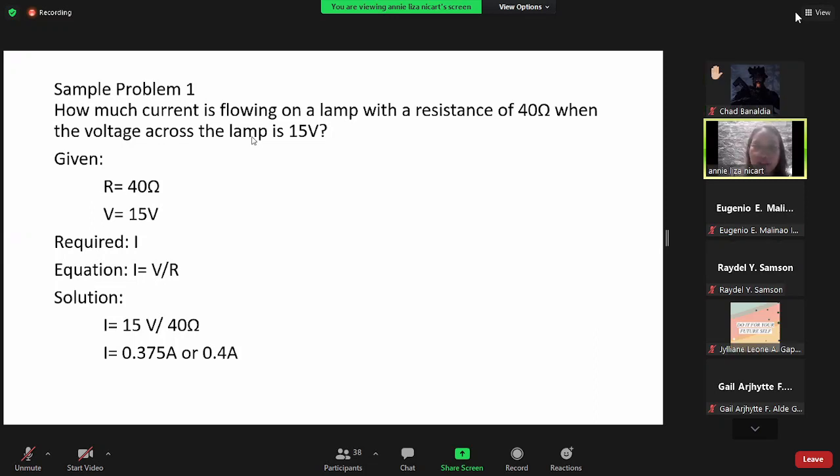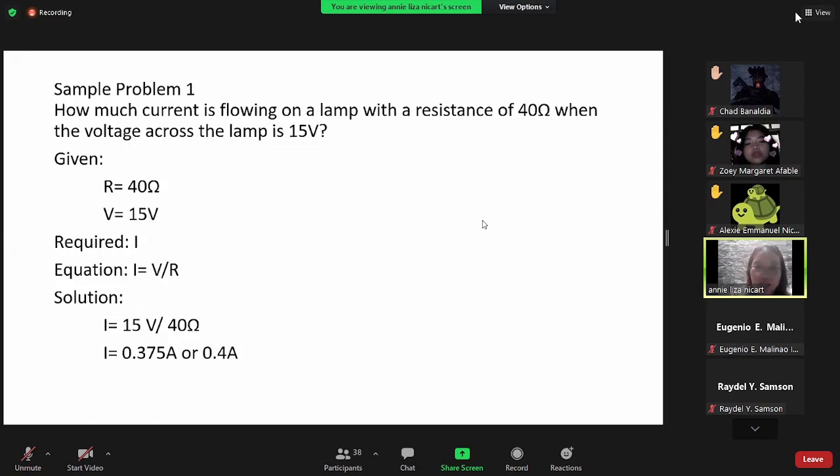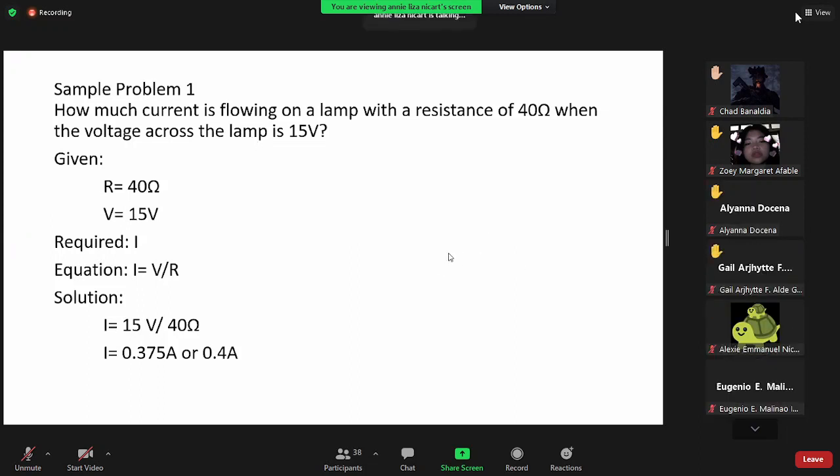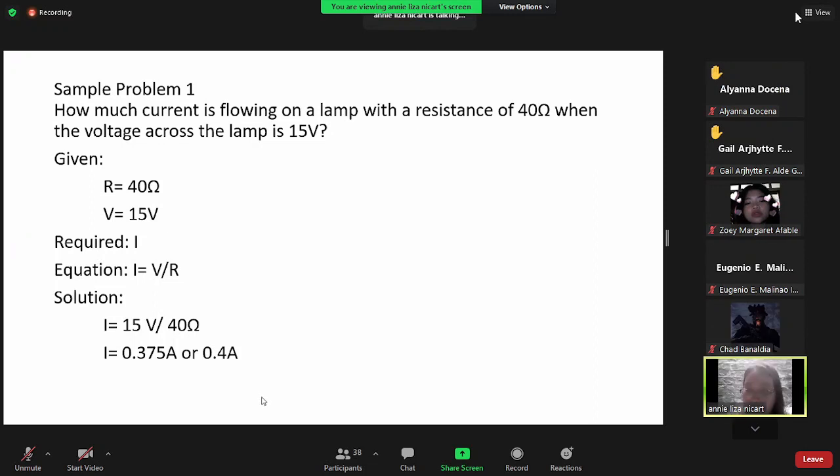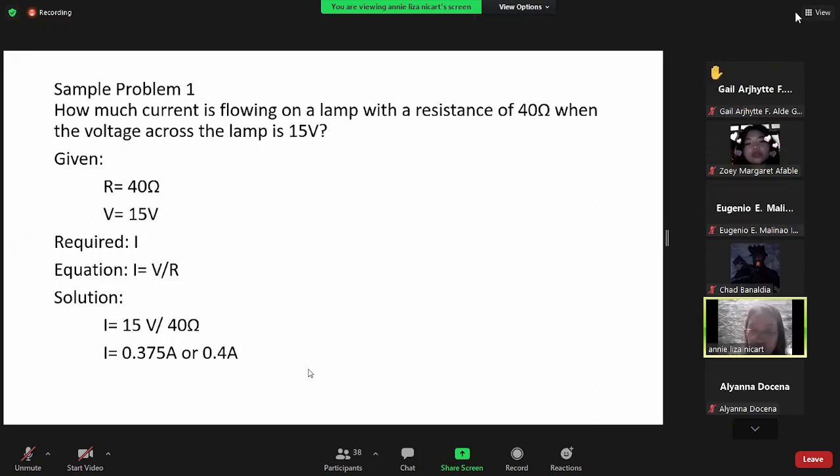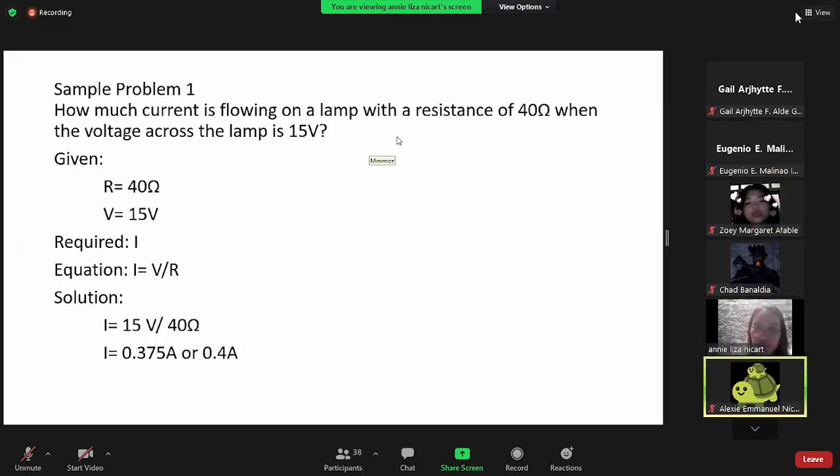Okay, very good. Si Chad, Alexi, who else? Zoe, ayan, very good. Okay. 0.4 amperes din yung sagot nyo? Or 0.375? Final answer, ma'am, 0.4 amperes. Okay, so that's correct.